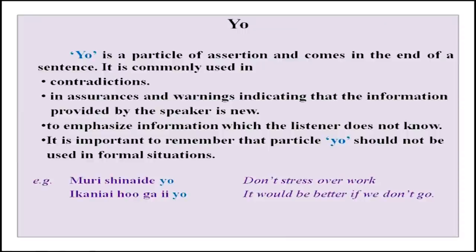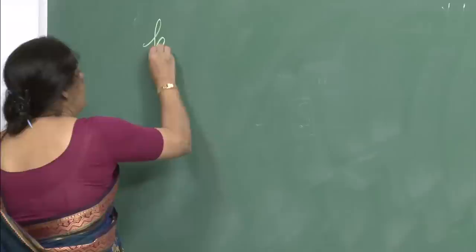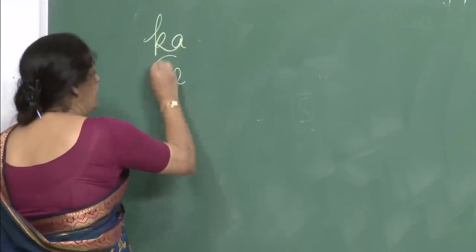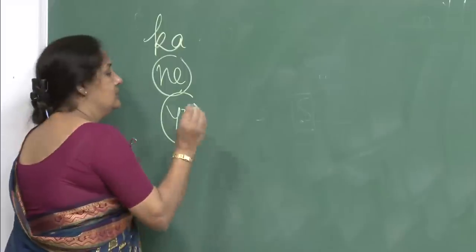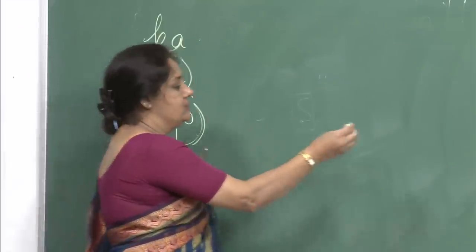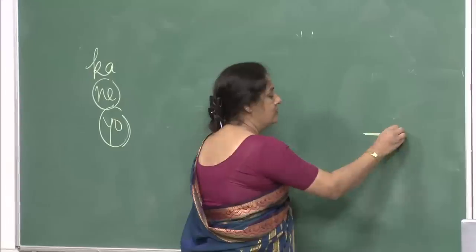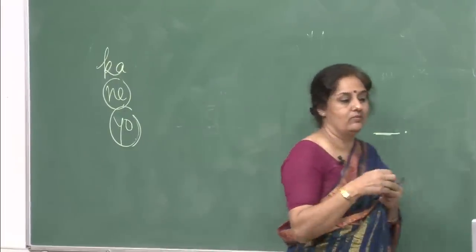Well, now, yes, there was one more particle in the conversation which came in the end. There are two particles which we have already covered in class, which come in the end of a sentence. We did ka, we did ne, a confirmation particle. Now, today we will do particle yo. Like ka and ne, this also comes right in the end over here. Now, why and when do you use yo?